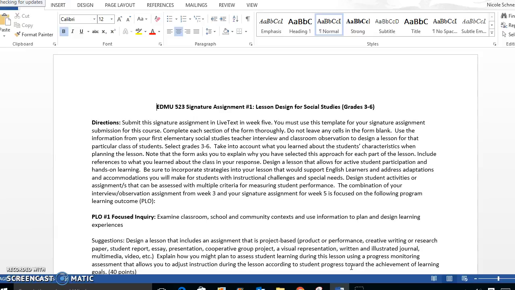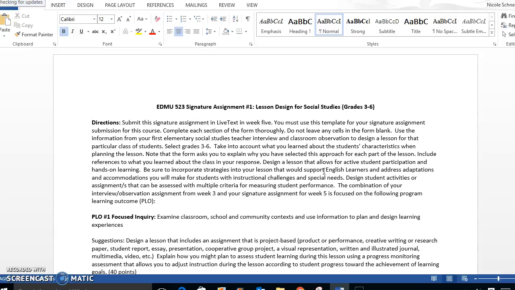And then, right here in the middle: design a lesson that allows for active student participation and hands-on learning. Be sure to incorporate strategies into your lesson that would support English learners and address adaptations and accommodations you'll make for students with instructional challenges and special needs. Think about how you want to assess this lesson. It says that you should be assessed with multiple criteria, so you want to assess in more than one way.